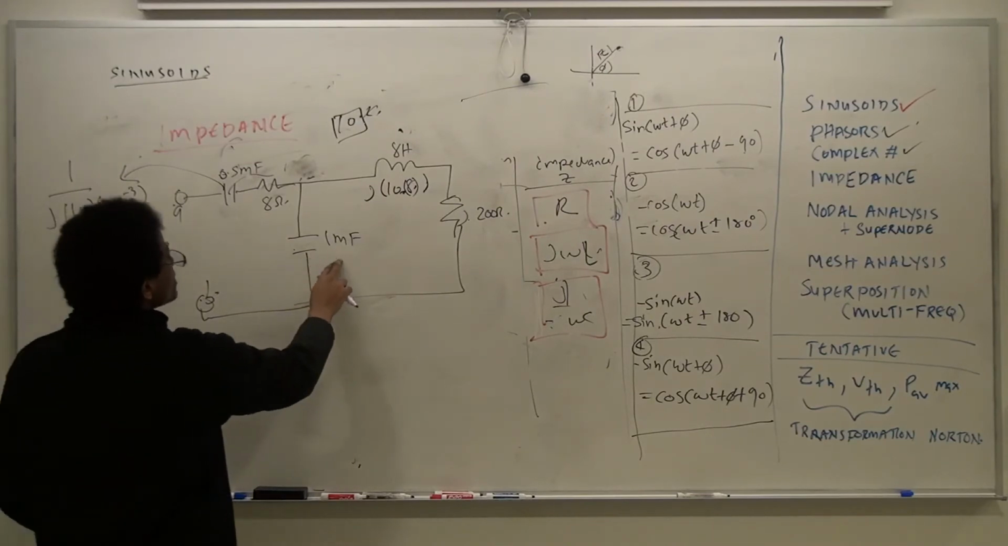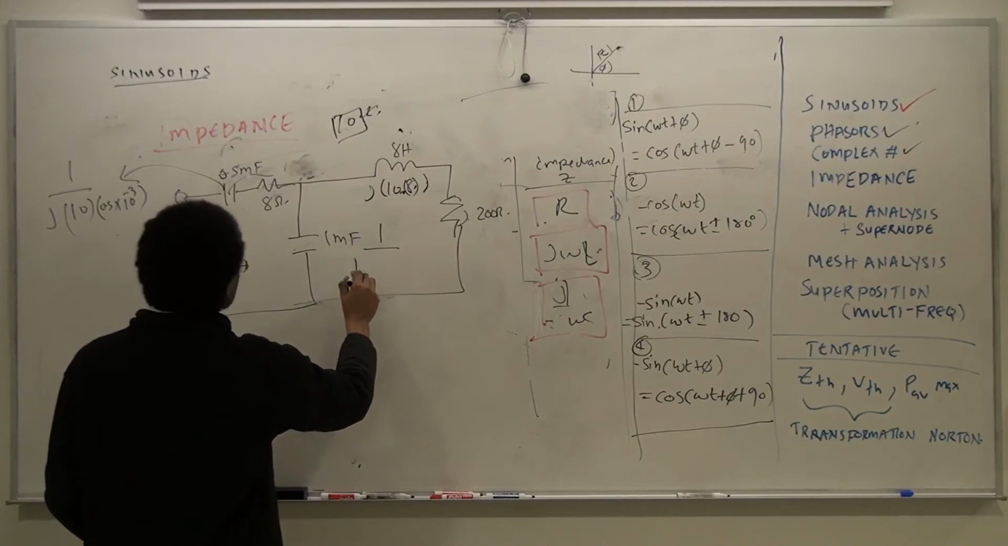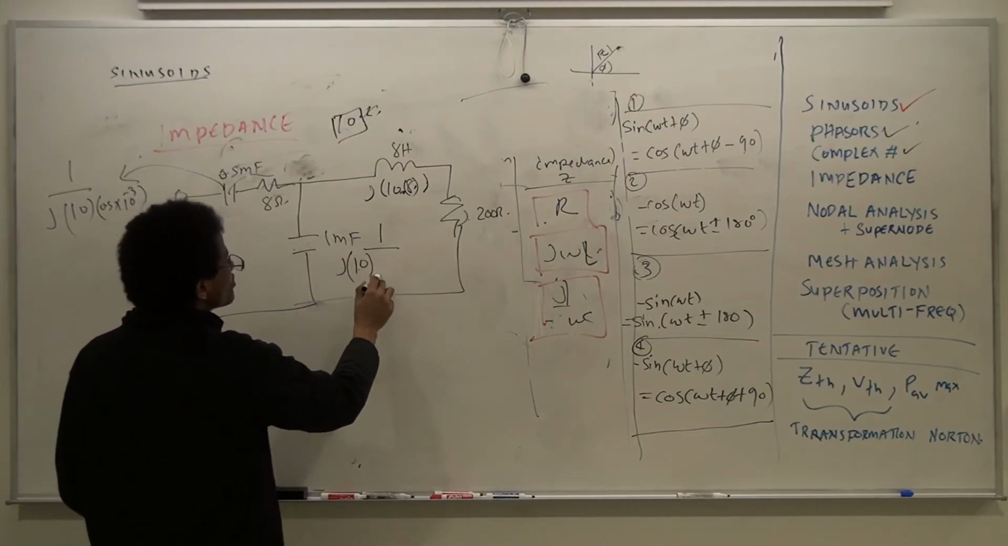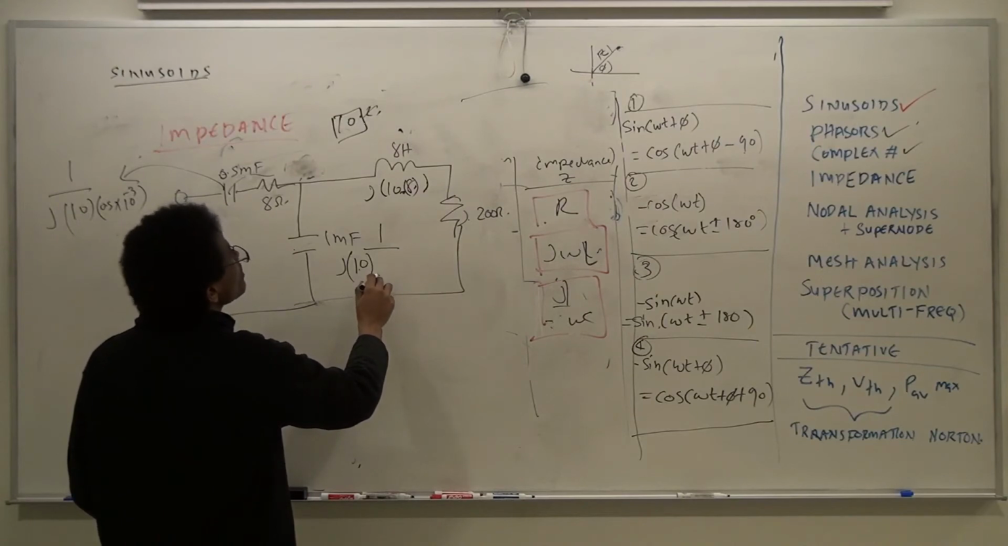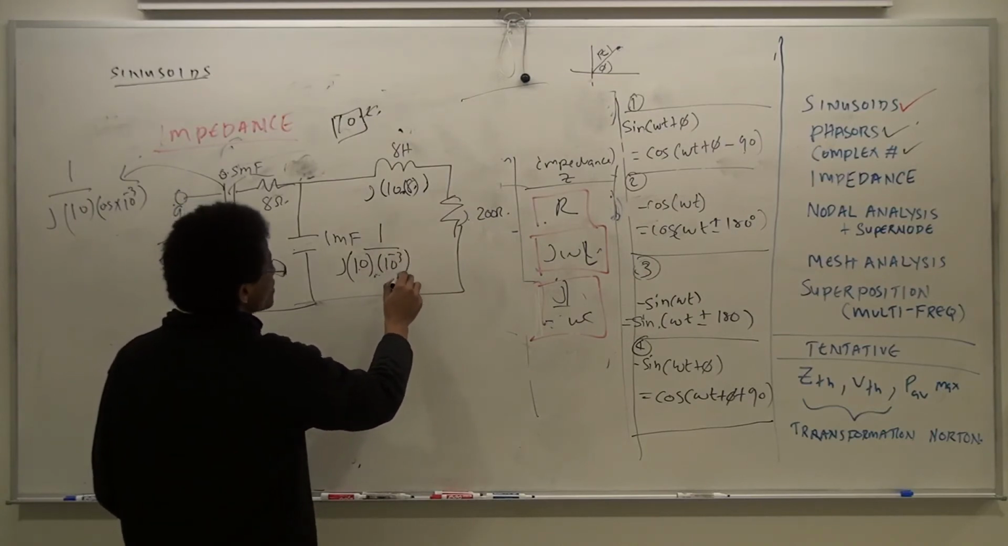And the same thing for this one: 1 over j 10 times 10 to the power negative 3. That's it. You guys are saying that.